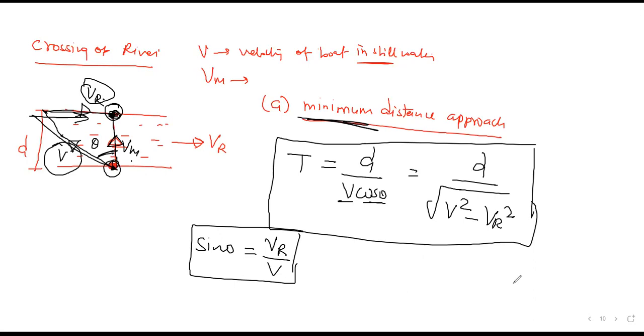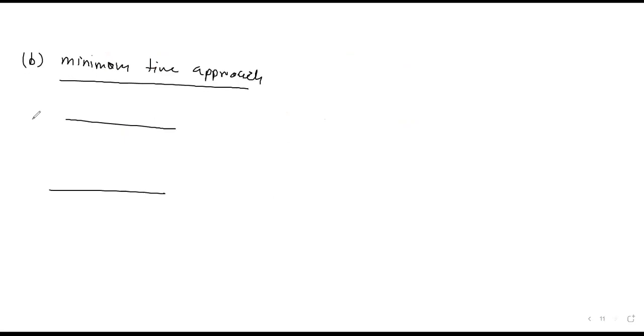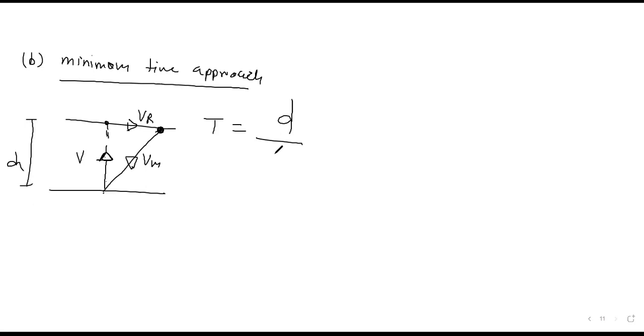In the second case, we're talking about crossing the same river, again of width D, so that you cross the river in minimum time. So you should travel straight only. Your net velocity V man will be here, that's your river velocity V. You're trying to go straight, but you will reach at this point. This will be your minimum time approach. And what is the time in this case? Again, the distance we are covering is D only, and the velocity is simply V.